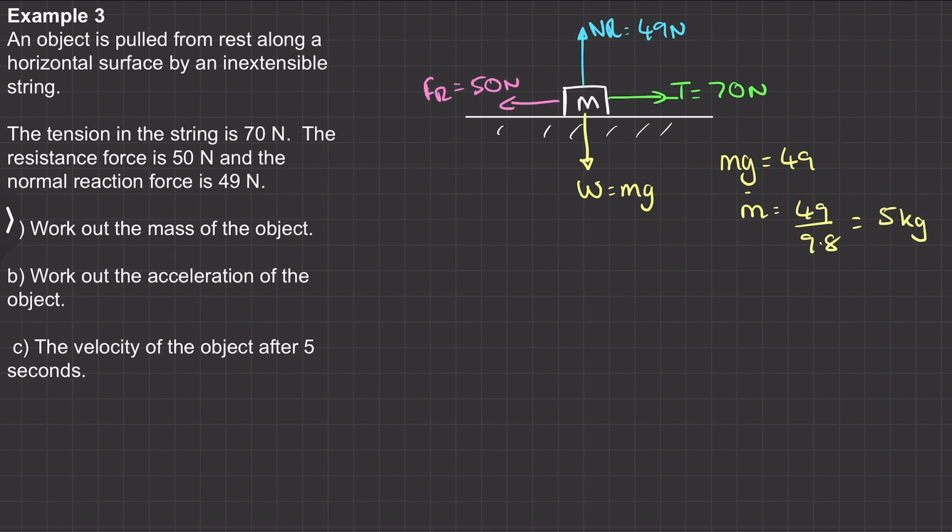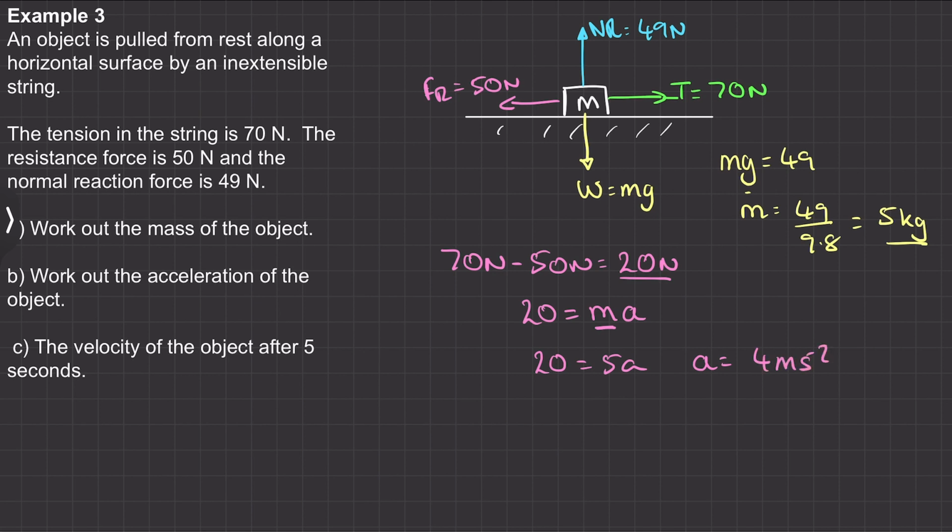We know g is 9.8 meters per second squared, so m will be 49 divided by 9.8, which gives us 5 kilograms. We know the force to the right is bigger than the resistance force, so the resultant force will be 70 newtons minus 50 newtons. So this 20 newtons is made up of the product of mass and the acceleration. And we've just worked out the mass as 5 kilograms. So 20 will equal 5a. So a must be equal to 4 meters per second squared. And that would be the acceleration.